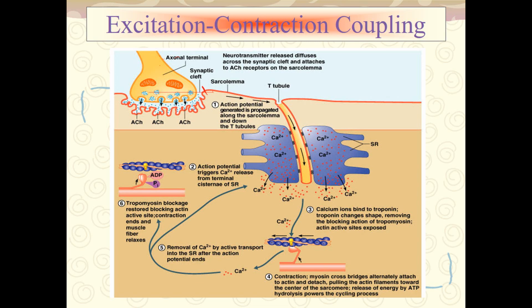Depolarization travels along the sarcolemma, down the T tubules, and tells the terminal cisternae to release calcium. Calcium binds to troponin and moves tropomyosin out of the way. These active sites, these tiny little dots here, are exposed on actin. The myosin head can bind, and then muscle contraction occurs. You should be able to go through that a couple of times.